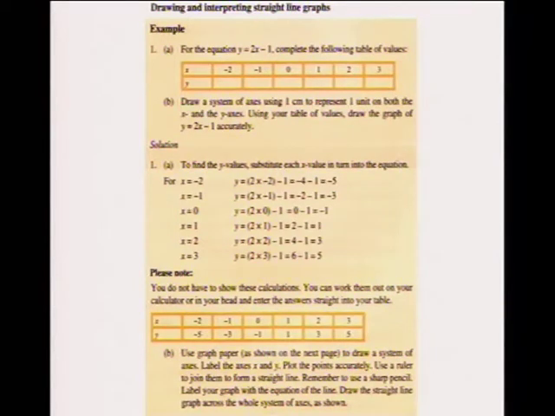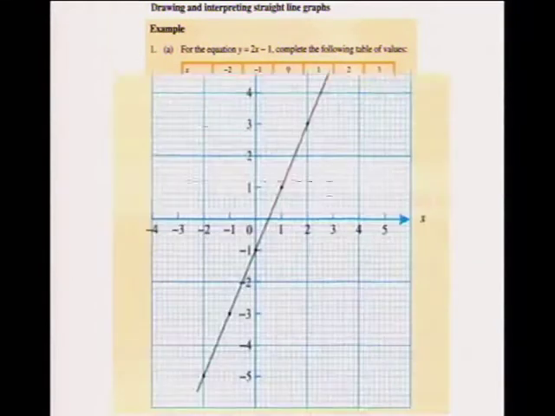Number B at the bottom, use your graph paper to draw a system of axes. Label the axes x and y always. Plot the points accurately. Use a ruler to join them, a ruler, not a pen, to form a straight line. Remember to use a sharp pencil. Label your graph always with the equation of the line. In this case, y is equal to 2x minus 1. And draw the straight line graph across the whole page as shown.